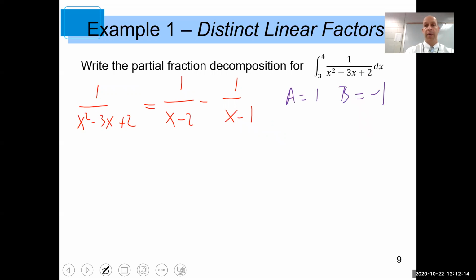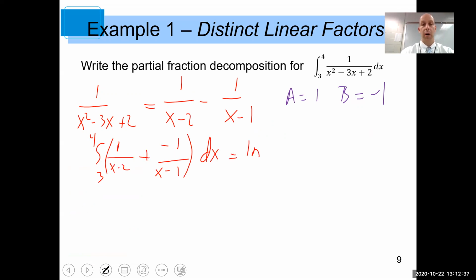But let's skip to the chase here. Now we can integrate this. We're going to integrate from 3 to 4 of 1 over x minus 2 plus, actually, it's negative 1. That's okay, we'll leave it like that. X minus 1 here, and this is all with respect to the variable x. When we integrate this, we get the natural log of the absolute value of x minus 2, minus the natural log of x minus 1. Then we evaluate this from 3 to 4.